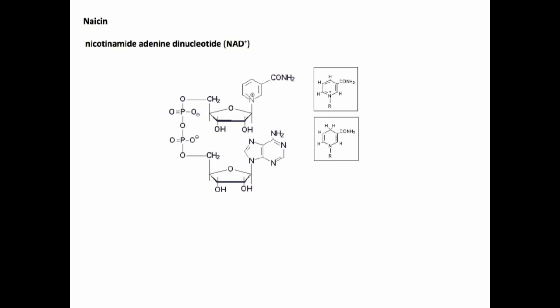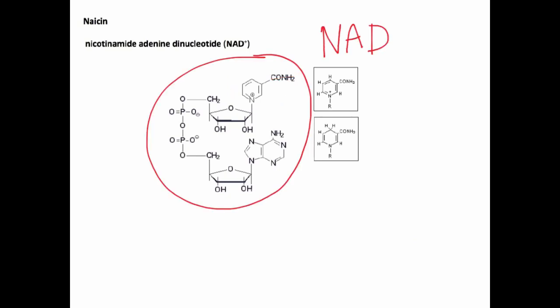Niacin, or vitamin B3, is also known as nicotinic acid. This vitamin is needed to make the coenzyme nicotinamide adenine dinucleotide, or NAD. This part of the molecule is niacin, or nicotinamide. A carboxyl here would be nicotinic acid. So if we have this in the diet, we can add ribose, phosphates, and adenosine to make NAD. This hydroxyl group can have a phosphate added to it, and this makes a similar coenzyme called nicotinamide adenine dinucleotide phosphate, or NADP. Both NAD and NADP serve as electron carriers.